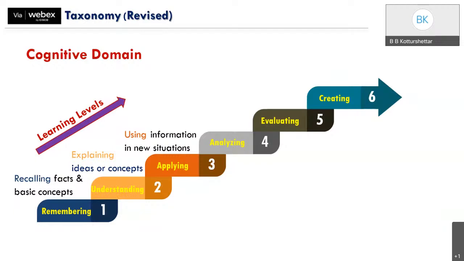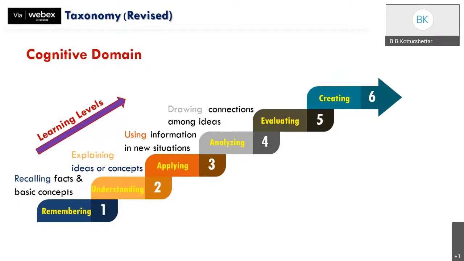So he has been given the concepts. Now he should be able to explain those concepts in the second level. Now in the third level, he should be able to use those concepts in a newer situation. That is applying. That is the third learning level. Now, the fourth level is analyzing, drawing connections among ideas. So he should move up.